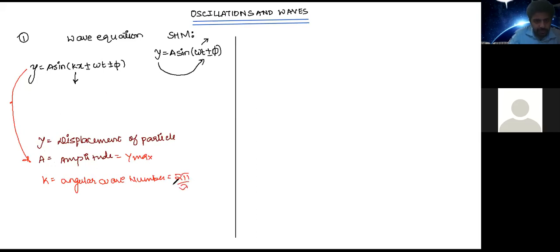What next? Then omega is angular frequency. What does angular frequency mean, by the way? Do you have any formula or any meaning of it? Angular frequency is 2πf, or 2π by T. Any meaning? Can you tell?